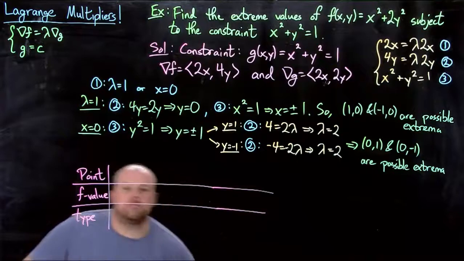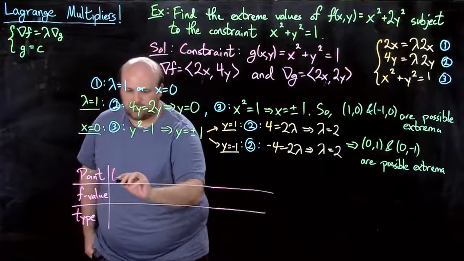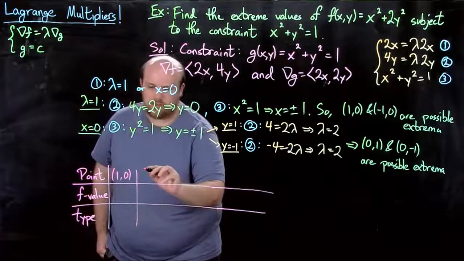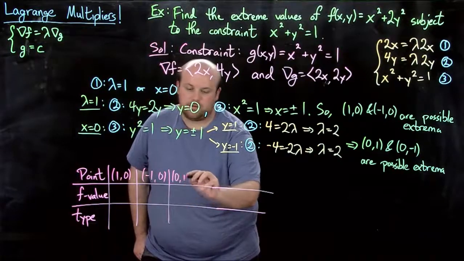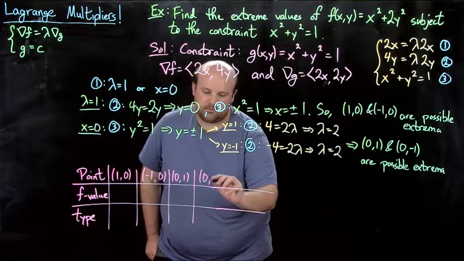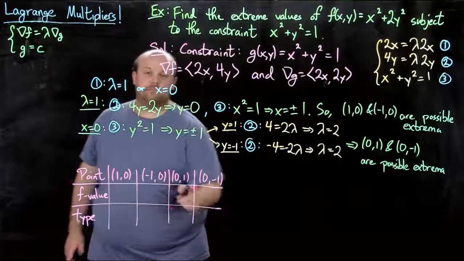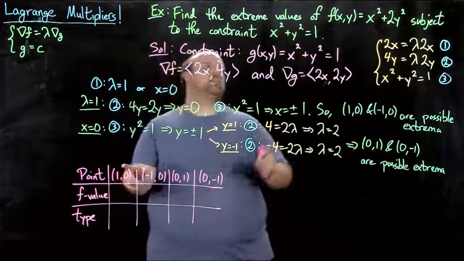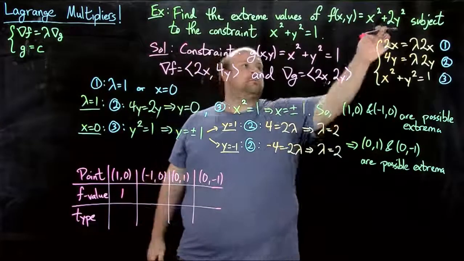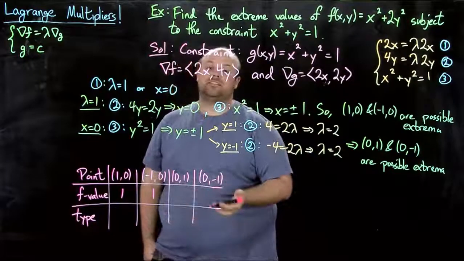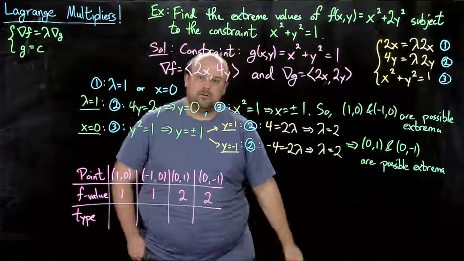All right? Okay. So we have 4 points. Okay. We have 1, 0. We have minus 1, 0. We have 0, 1. And 0, minus 1. All right. So now we have to take each of these and plug it into f and record the value. So if we plug 1, 0 in up here, we get 1. If we plug negative 1, 0, we also get 1. Plug in 0, 1, and we get 2. And plug in 0, negative 1, and we also get 2.